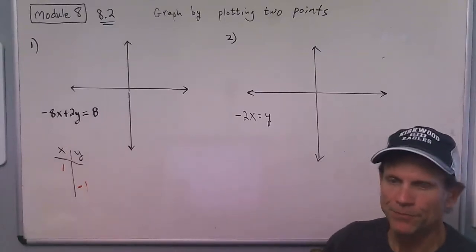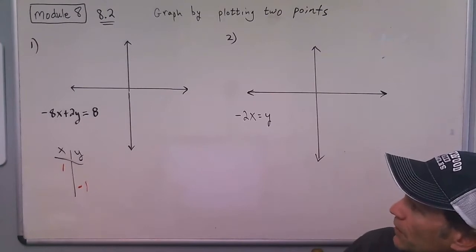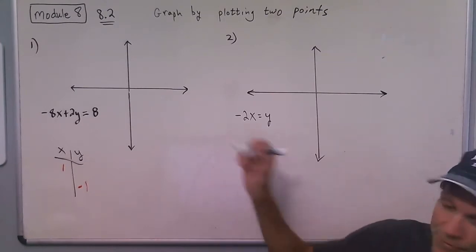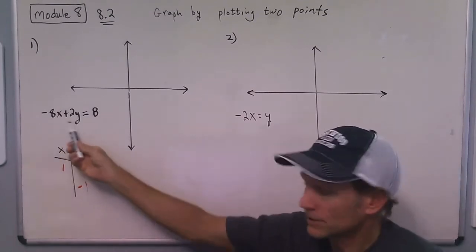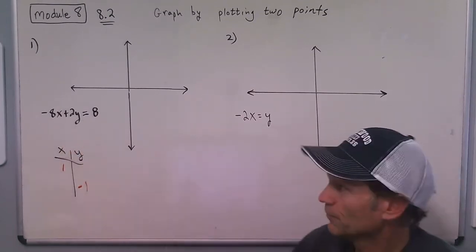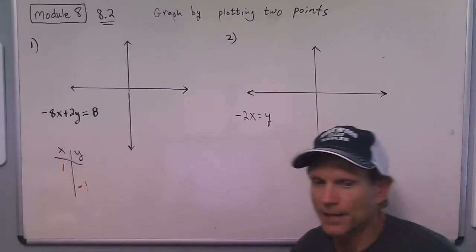Hey everyone, we're moving on to 8.2 here. The first thing we're going to do is work with graphing a line by plotting 2 points. We're given this linear equation here, and then we have to create 2 points so we can connect them and graph a line.